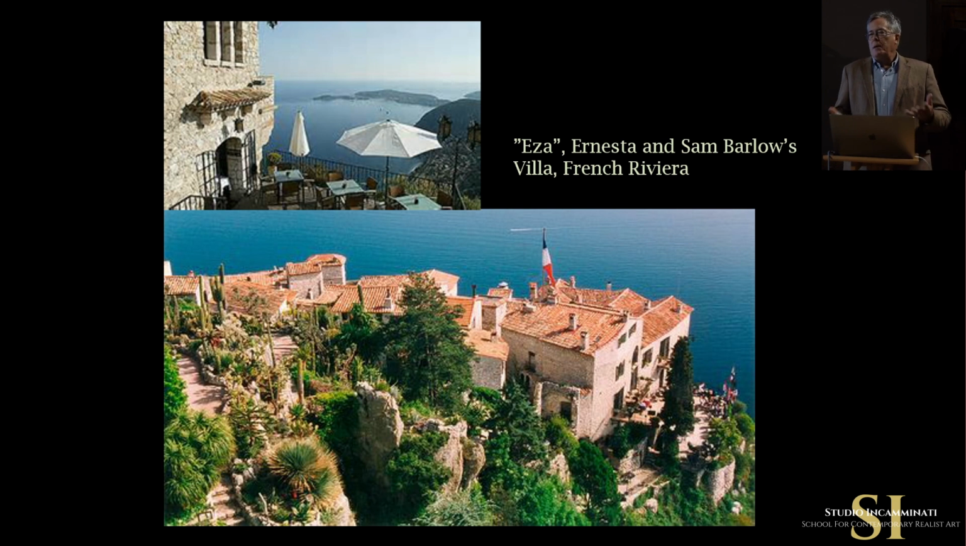Well, with husband number two, Sam Barlow, one of the things that they ventured off to do was to go to France and buy crumbling old buildings overlooking the French Riviera, which they had restored. And this place called Eze became a kind of hangout for artists and writers and glittering intelligentsia.